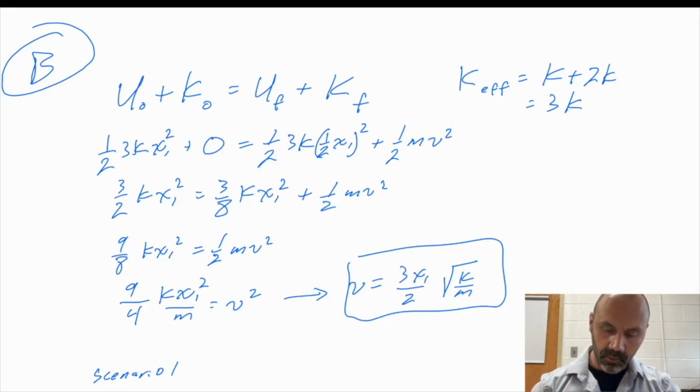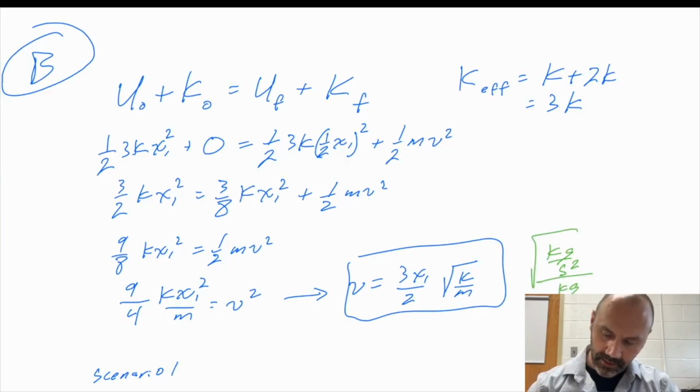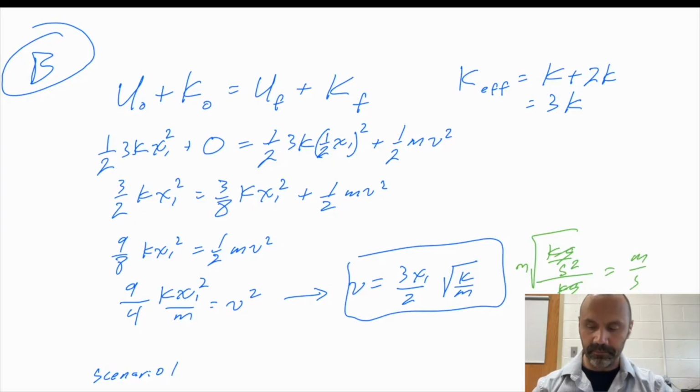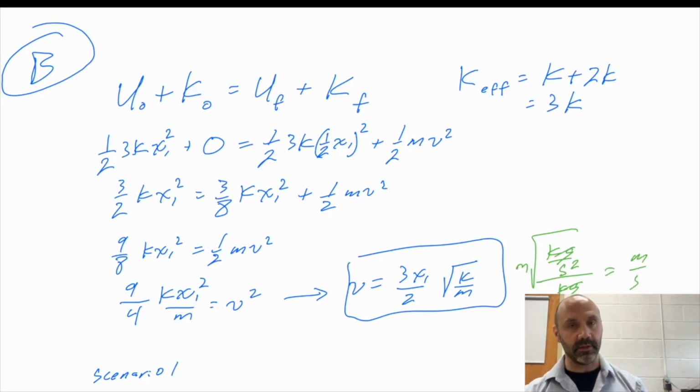Good. So one thing to check here would be interesting: what are the units? The units on k are kilograms per second squared, and then divided by m, so this is all in the square root. The m is kilograms, and we've got the x1 on the outside, so it's meters. This simplifies. You get kilograms canceling out, seconds on the bottom, square root, meters per second. That's velocity.